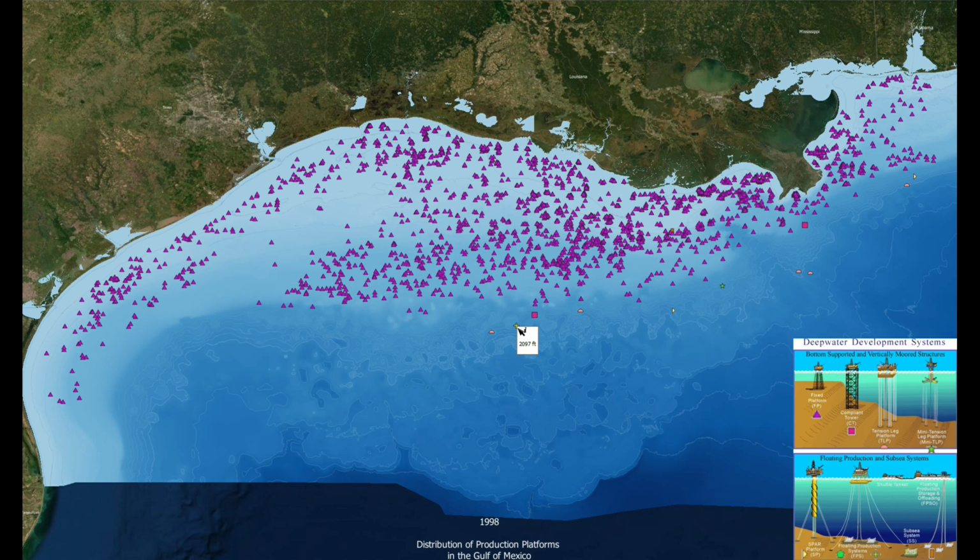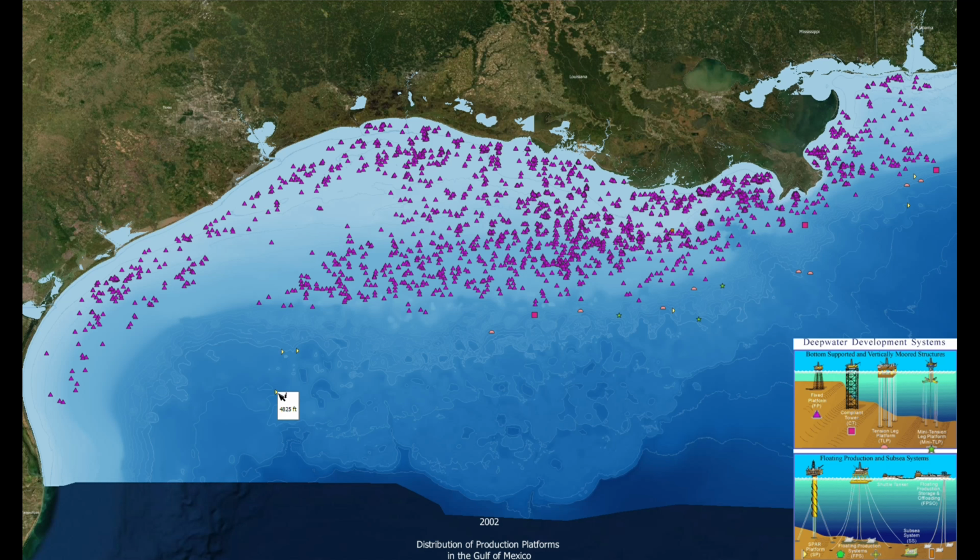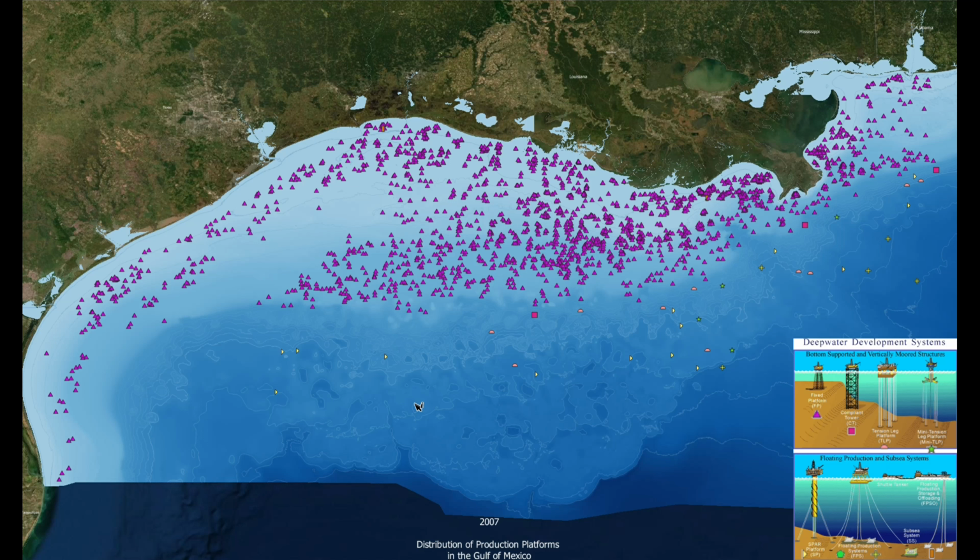The pluses are floating production systems. The yellow triangles are spar systems. We're in the 2000s now, and keep an eye on the purple triangles. A lot of those platforms were decommissioned, especially in the 2010s.